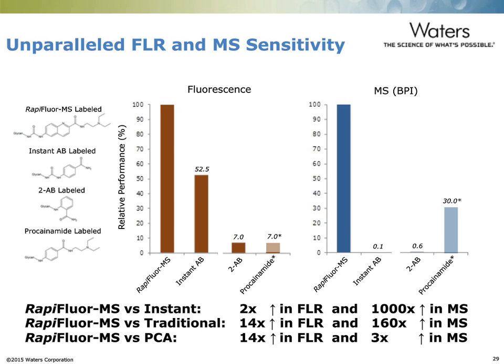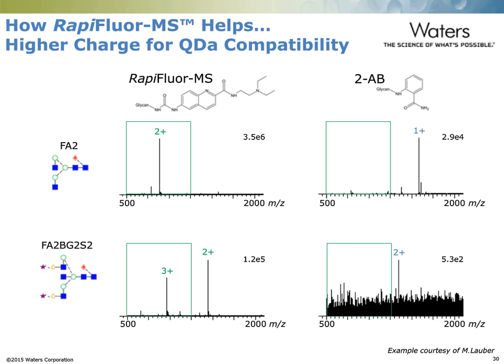To highlight that even further, if you look here on this slide, we see a comparison of RapiFluor-MS labeled glycan structures, the spectra for two different structures, the FA2 and an FA2 with a bisecting GlcNAc, and compare that to the 2AB signal for those same species. And what we can see are two different things. Number one, if we look at the FA2 species, we see not only an improvement in MS response, but also the population of a much higher charge state. So where in 2AB we would see dominantly a +1 charge, with RapiFluor-MS, we see dominantly a +2.